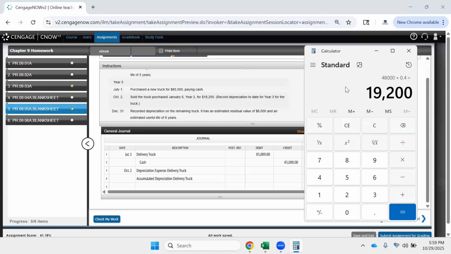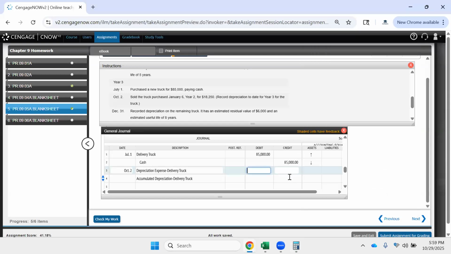We're only depreciating it for the first 9 months of the year because this was sold on October 2nd, which is in the first half of October. So we're assuming that September 30th it was sold. That's 9 full months of depreciation. So we're going to divide it by 12 to get our monthly rate of 1,600 times 9 months is 14,400 in depreciation expense.